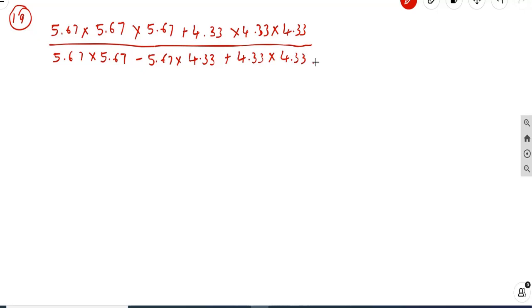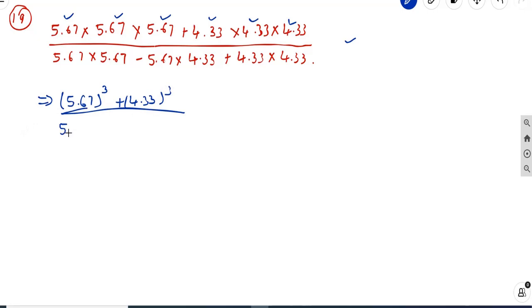See, this problem is looking very big. You think that you cannot solve it. Actually, this problem is very easy. So we'll start solving it. If you properly see the problem, how many times has 5.67 been given? 3 times. So I can write this as 5.67 to the power of cube plus 4.33, which is multiplied 3 times, so to the power of 3.